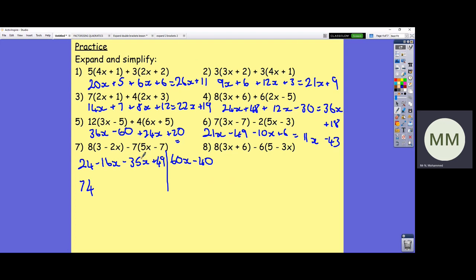And minus 16 minus 35 is minus 51x. And I can just leave it like that. The last question here, I'll write it down here. I'll use the arrow so that you know what I'm referring to.